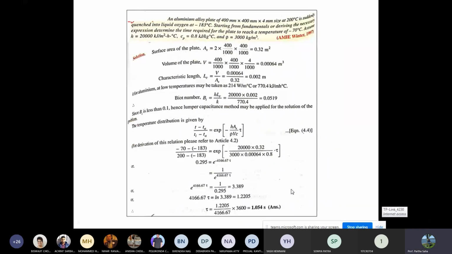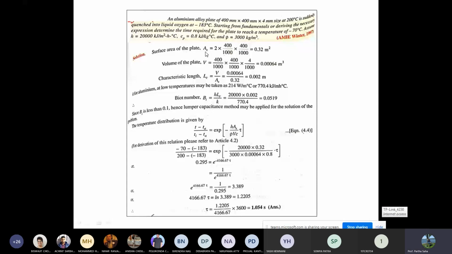Let us look into another example. An aluminum alloy plate of 400 millimeter by 400 millimeter by 4 millimeter size at 200 C is suddenly quenched into liquid oxygen at minus 183 degrees C. Starting from fundamentals or deriving the necessary expression, determine the time required for the plate to reach a temperature of minus 70 C. Assume h is 20,000 kilojoule per meter square hour C, Cp is 0.8 kilojoule per kg C, and density is 3000 kg per meter cube.